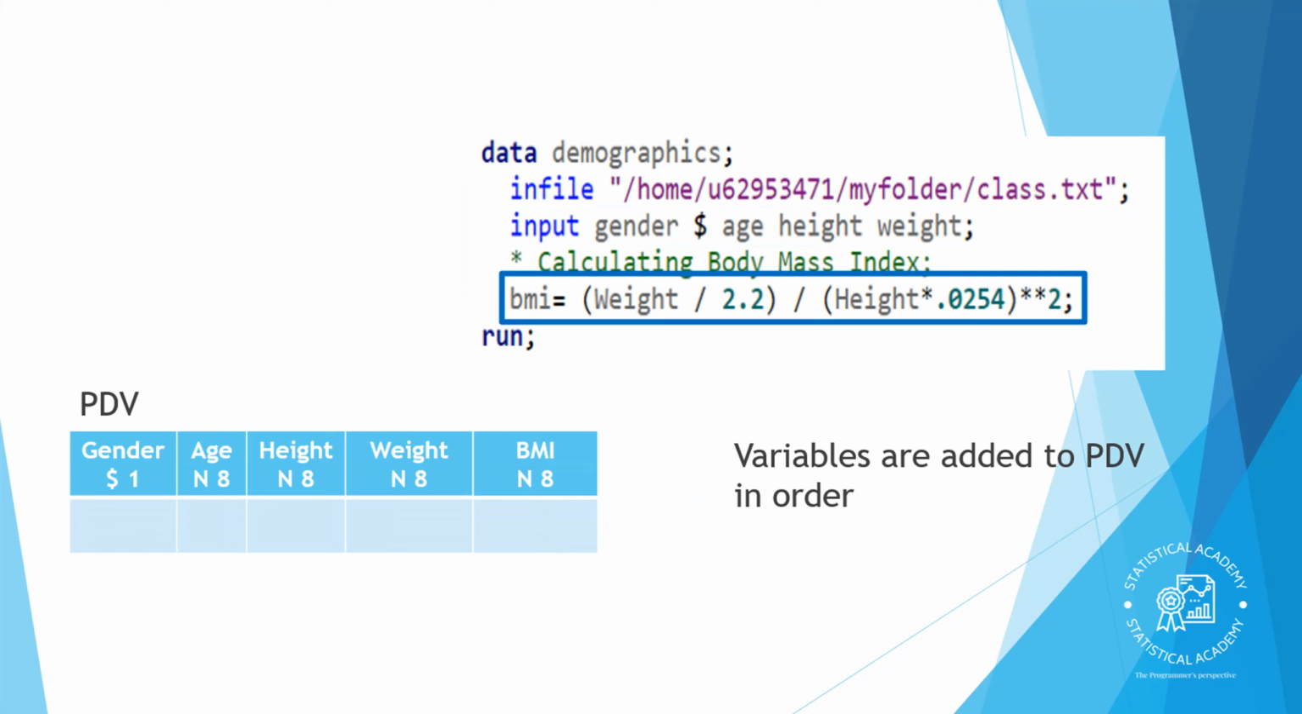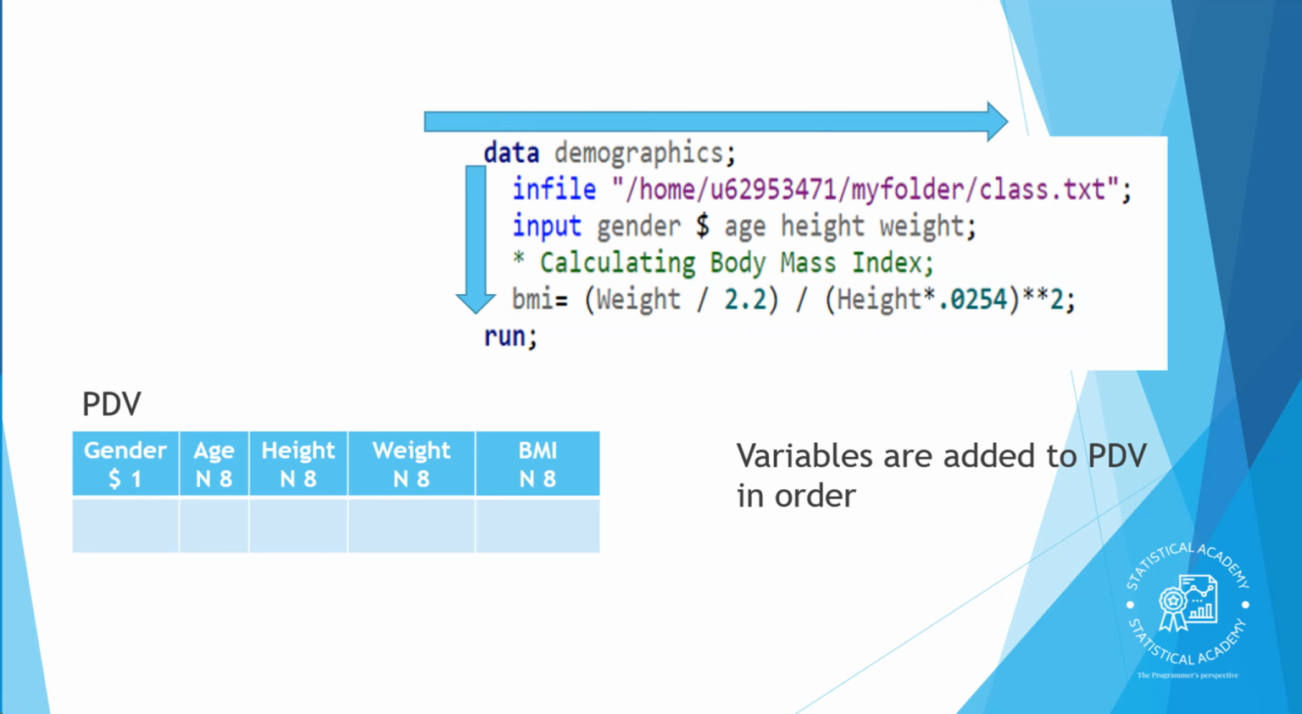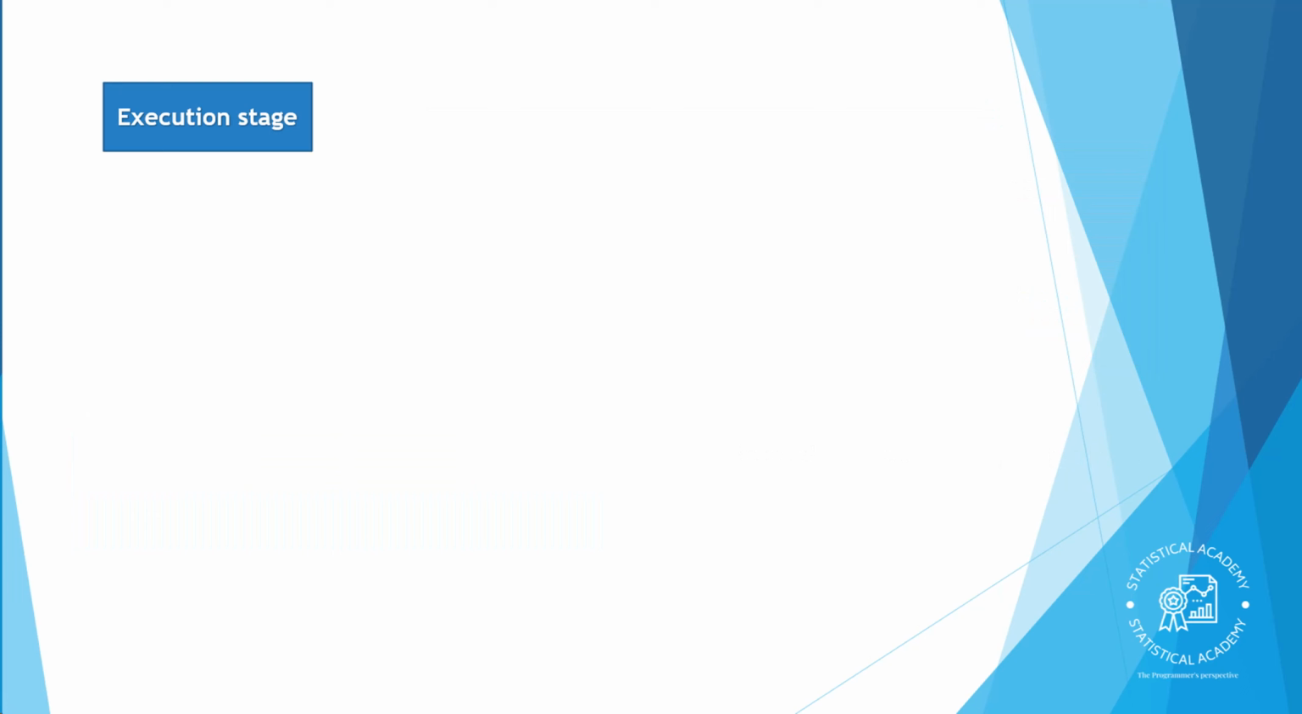Remember, SAS is not processing the data at this point. SAS simply adds variables to the PDV in the order they occur in the code. In this compile stage, no data is read from the input file and no logical statements are evaluated. Each line is processed in order from top to bottom and left to right. Once the compilation phase is complete, it's time for the execution phase.